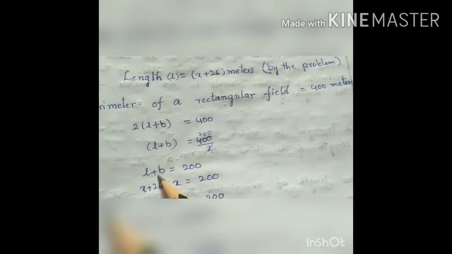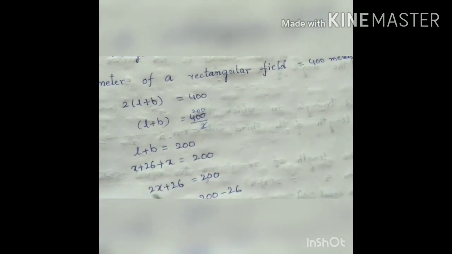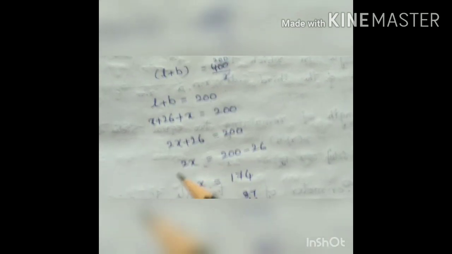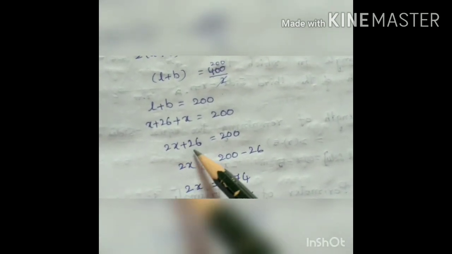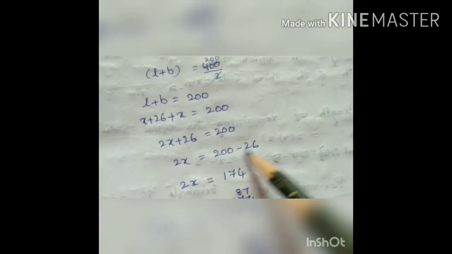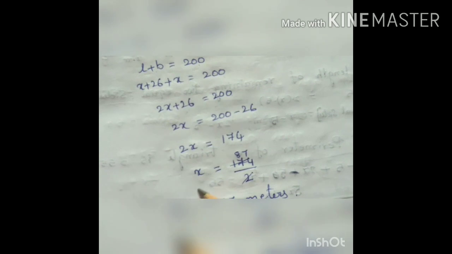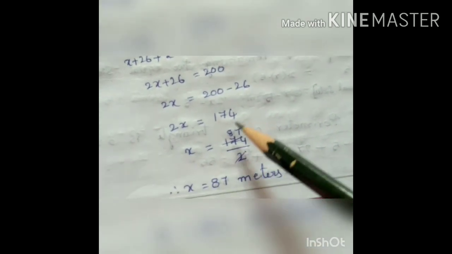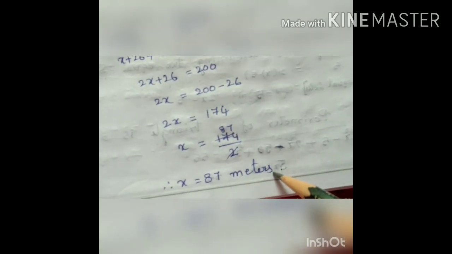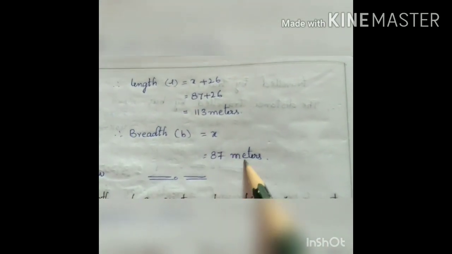So what is the L here? L is the length, x plus 26, plus B is the breadth x, equal to 200. x plus x equals 2x, plus 26 equals 200. 2x equals 200 minus 26, because the positive quantity on the other side becomes a negative quantity. 2x equals 174, so x equals 174 by 2, which is 87. Therefore x equals 87 meters. What is the x here? The breadth is 87 meters.